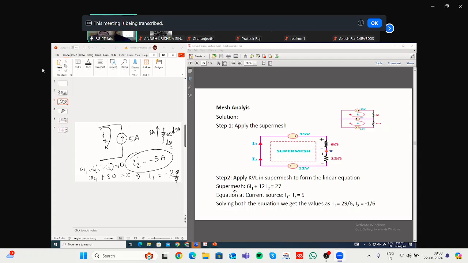Sir, can it be taken as I2 minus I1, if we consider I2 greater than I1? Which one? In this problem? Okay, first I have to answer the question of Arin.